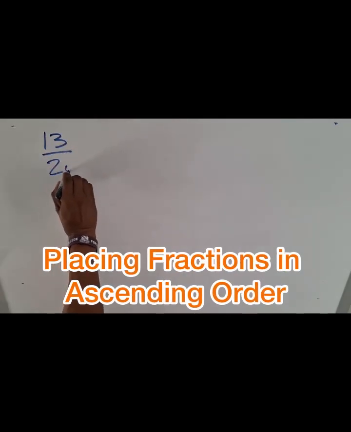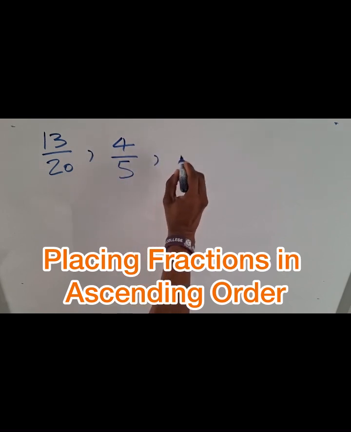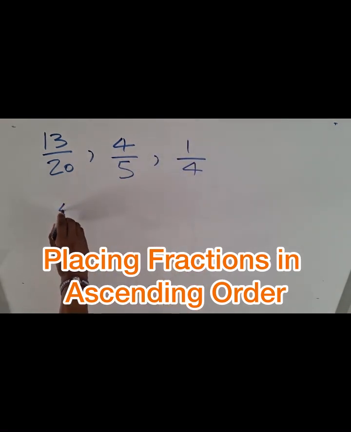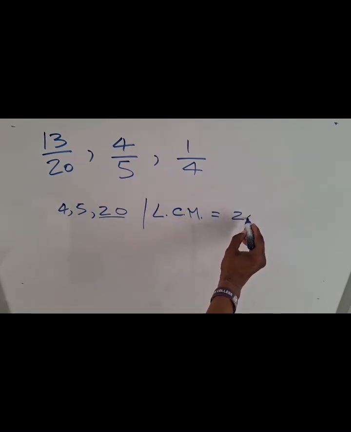We'll be focusing today on placing fractions in ascending order. So here we have three random fractions. What we'll be doing is converting these fractions into equivalent fractions of their own. So we look at the denominators, 20, 5, and 4. First, we find the LCM being 20.